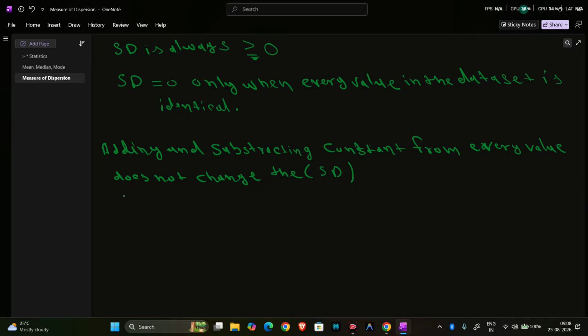And if we multiply every value with a constant k, the standard deviation will also be multiplied by k, and the variance will be multiplied by k square.